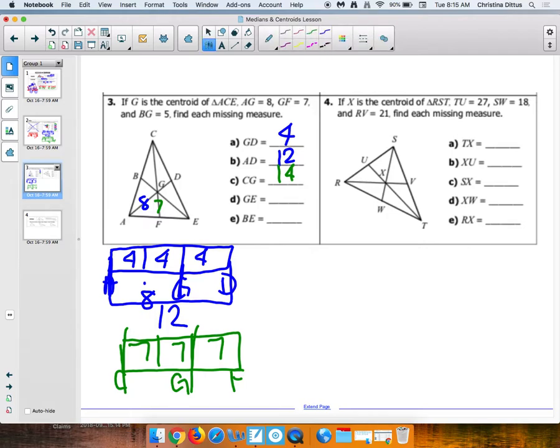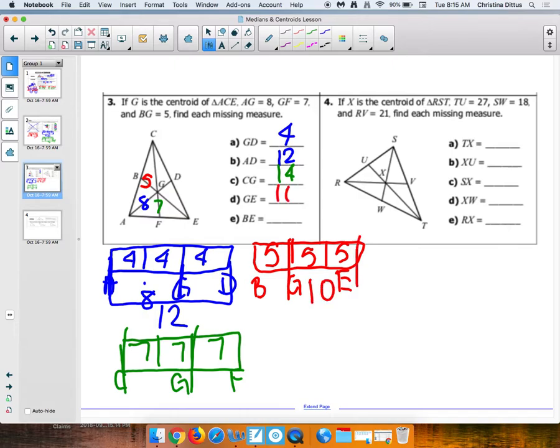That's it. BG is 5. Is BG 1 box or 2? 1. Finish off the line makes E. So 1 box is 5. What's every box? 5. So GE is 10, which makes my whole line BE 15. Good. Questions there? Okay, you try 4.